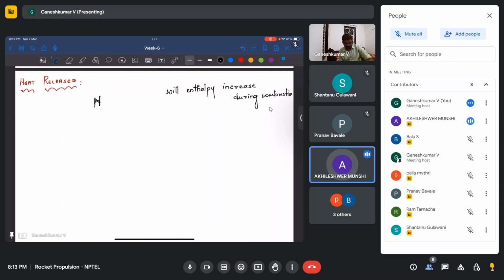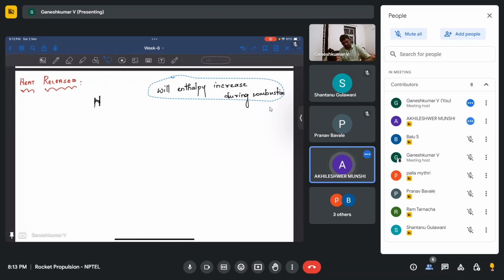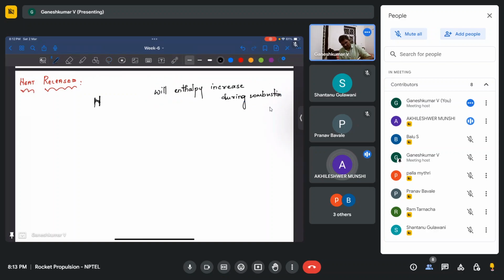It will decrease, meaning the heat will be released into the environment of the system. So the system will release heat in combustion, I guess. Okay, so let me restate it. Will total enthalpy increase?